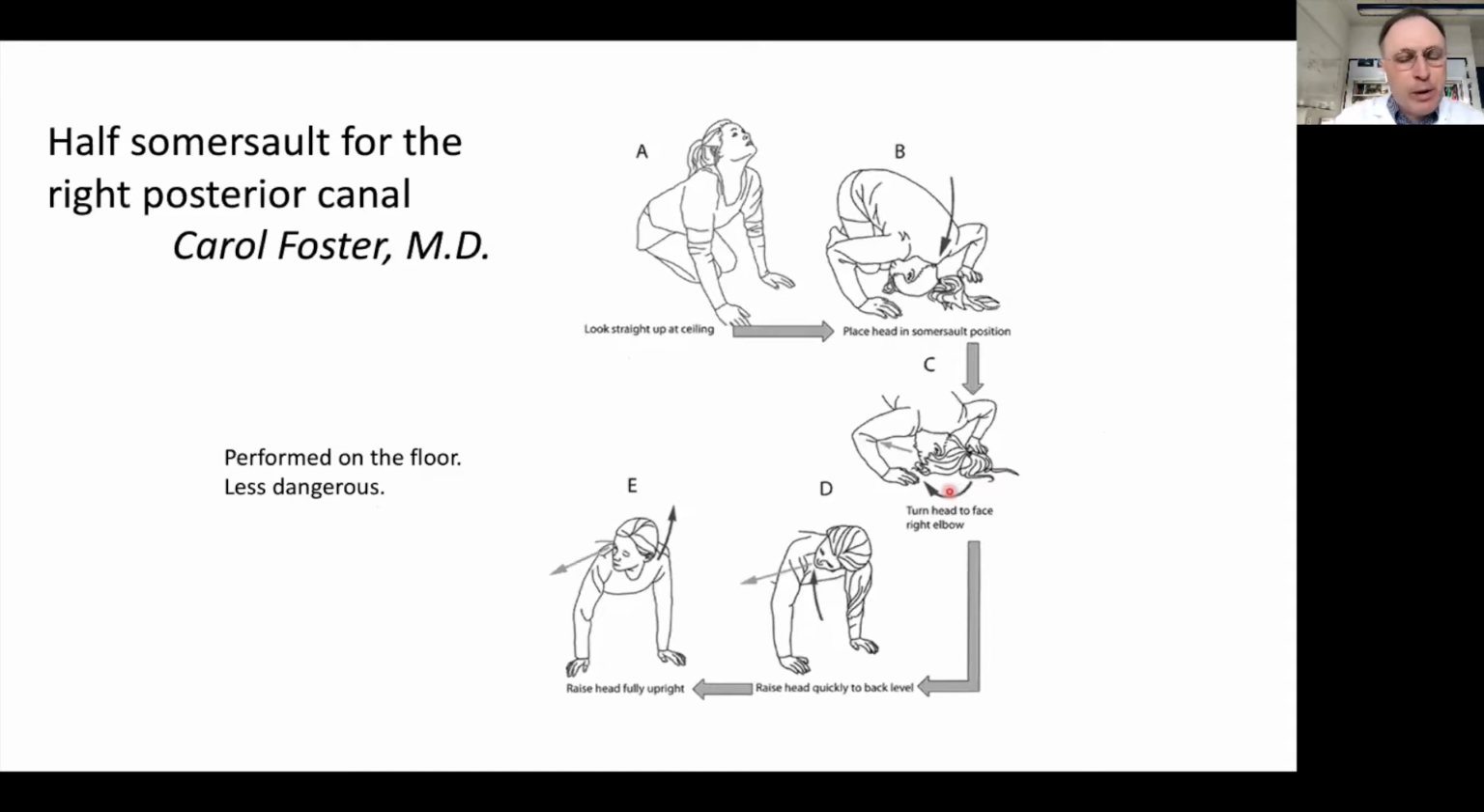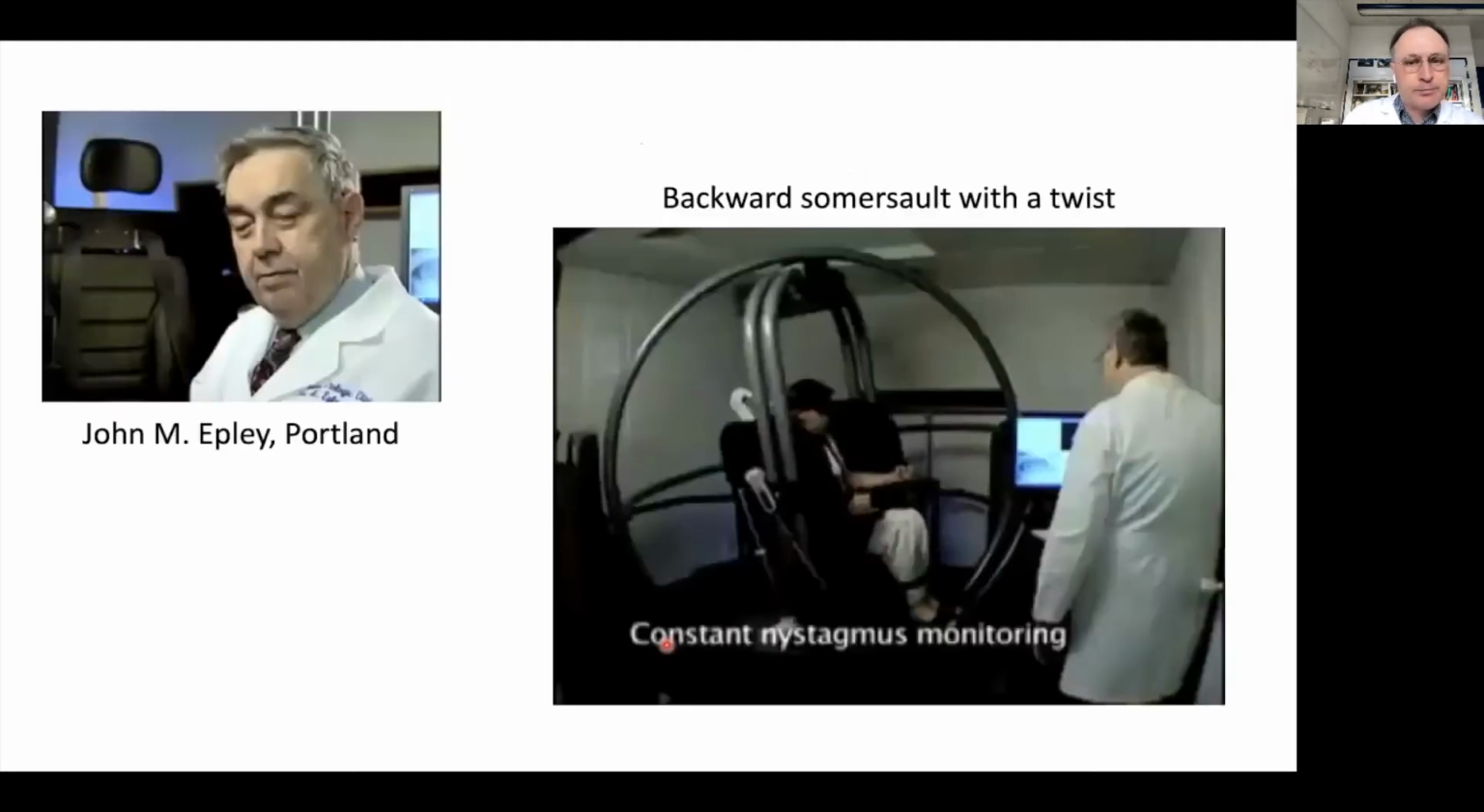One difficulty is when you tell them to do the self-repositioning maneuver, for instance, the Epley maneuver, that there is a danger that they fall from the bed. Therefore, we sometimes recommend the so-called Foster maneuver, which can be done on the floor. It's also called the half somersault maneuver. It's certainly less dangerous than the Epley maneuver on the bed, but still you need some mobility of your back and your neck to perform the Foster maneuver correctly.